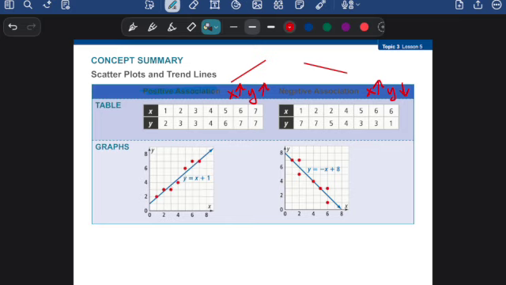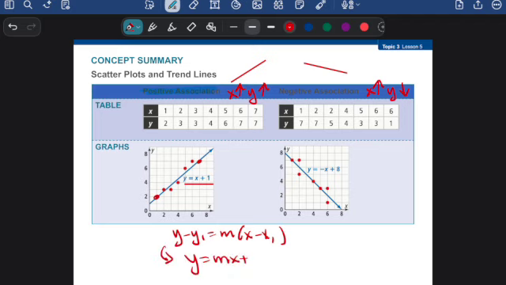And we can use 2 points exactly on the trend line to calculate the slope and use point slope form. So remember, you're first going to use point slope form and then turn that into slope intercept form. And then do your distributing, and you'll have y equals mx plus b to represent your trend line.